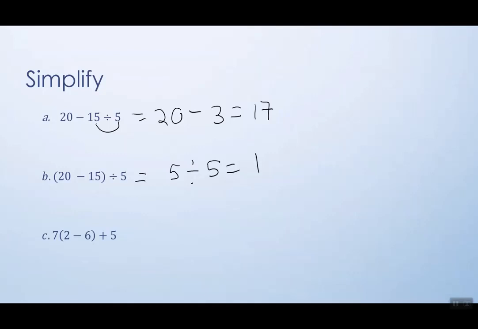So we can see how that order really changed it by throwing that parentheses in. For C, I have 7 times parentheses 2 minus 6 plus 5. So those parentheses say do that first. So hold on to the 7. 2 minus 6 is negative 4, and then plus 5. 7 times negative 4 gives me negative 28. And then I'm going to add the 5. Now I have negative 23.